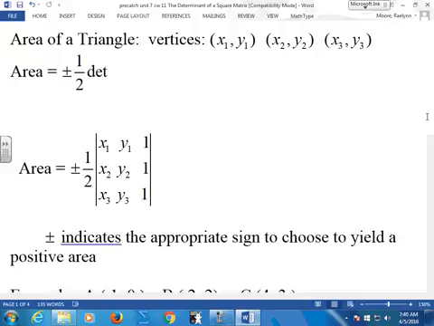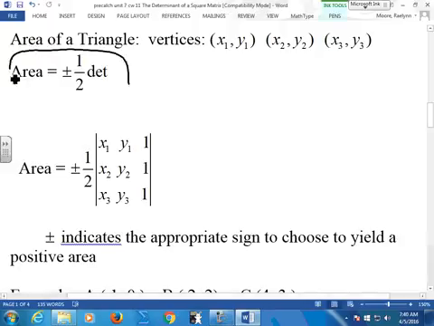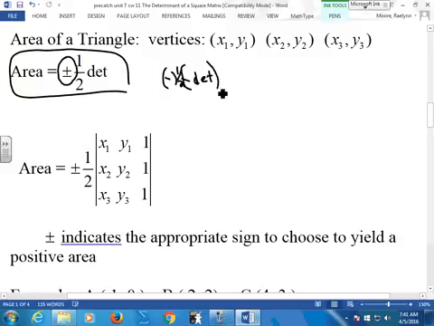Now, very simply, it has a nice little area formula. The reason we give it a plus or minus is because sometimes your determinant comes out negative. Your area cannot come out negative. So if your determinant comes out negative, you're going to just multiply it by a negative number, and your area will be positive. If your determinant comes out positive, you're going to just multiply it by the positive 1/2. And your area comes out positive. So it has a little fail-safe thing in here.